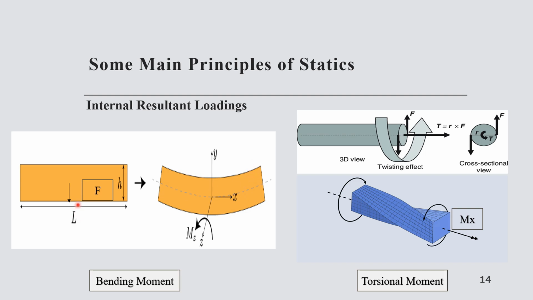Bending moment acts, for example, when a vertical load acts on the centroid of the beam. This type of force causes a bending moment. On the other hand, if a force acts in a way that it is not on the centroid of the cross section, it is away from the centroid of the cross section, then in addition to generating bending moment, it will also generate a torsional moment. This type of moment will cause twisting of the beam or the structure.